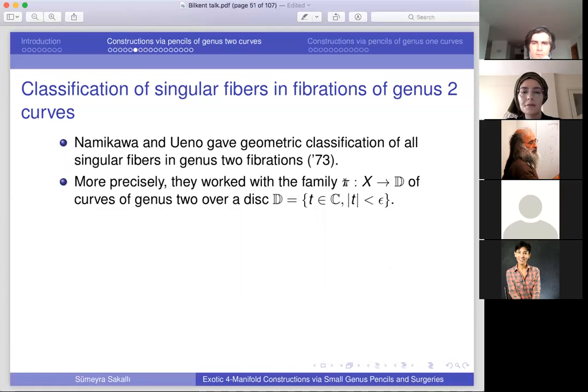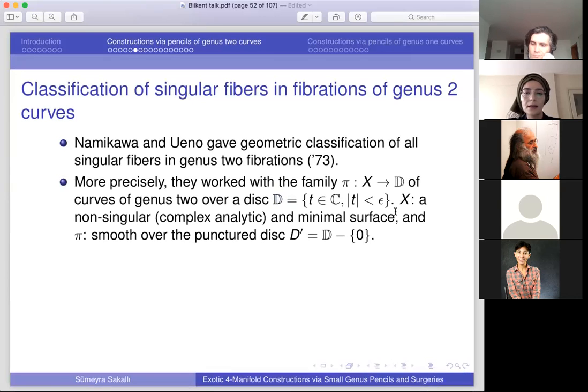So they work with such a family. This is a fibration, and the fibers are complex genus 2 curves. The base is a small epsilon disk D, and the total space X is a non-singular, complex analytic, and minimal surface. So it is a complex surface.